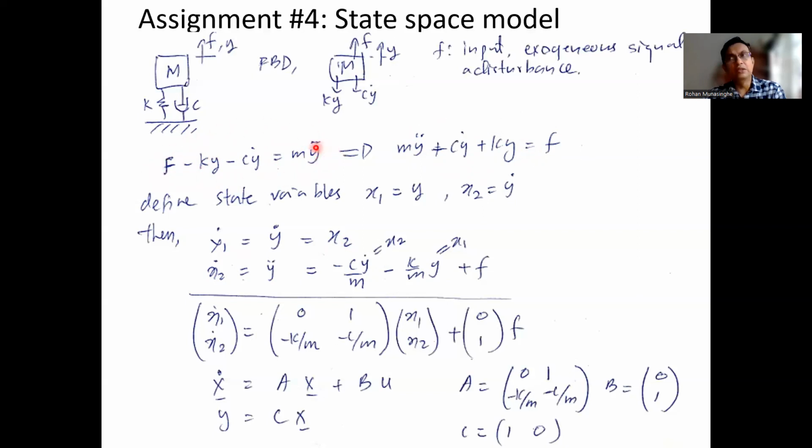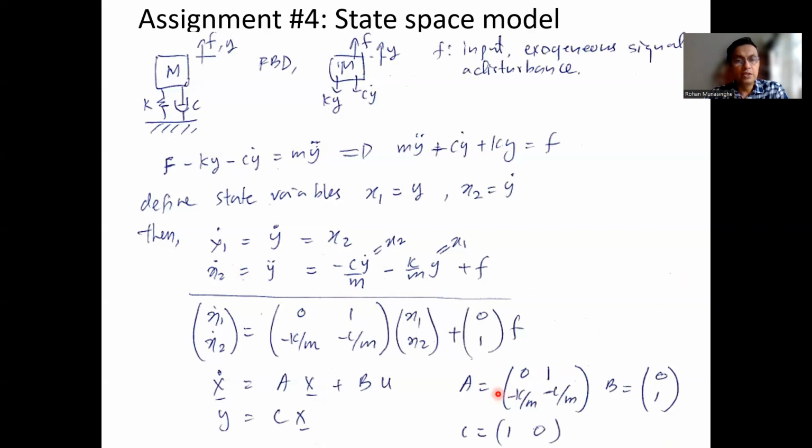Y double dot, but it is x2 dot. So y double dot is a second derivative, but in our state equation, it becomes a first order equation, or x dot, in fact, x2 dot. Now, you can see that higher order derivatives are now broken down into first order differential equations, but a set of them, right?